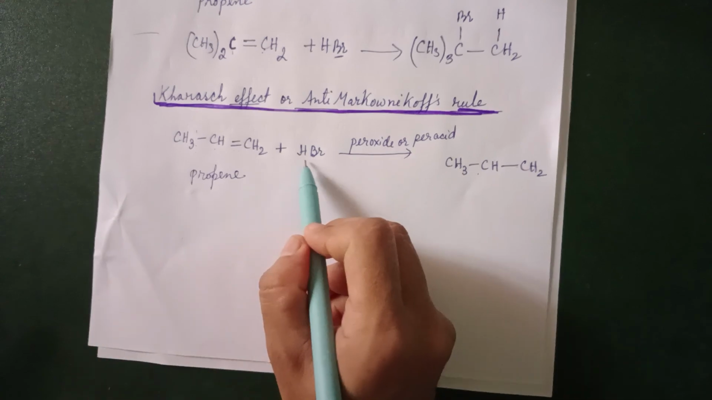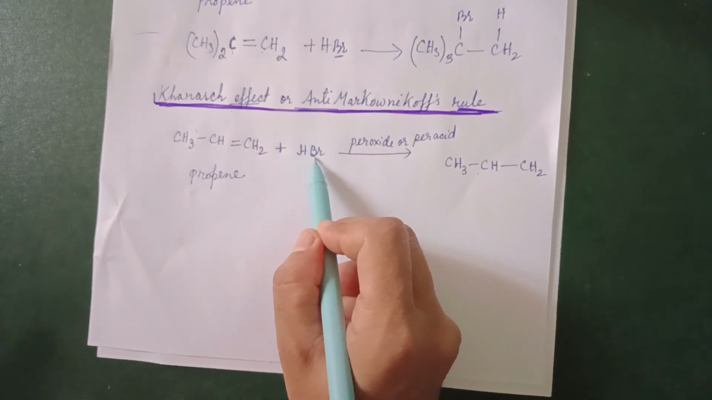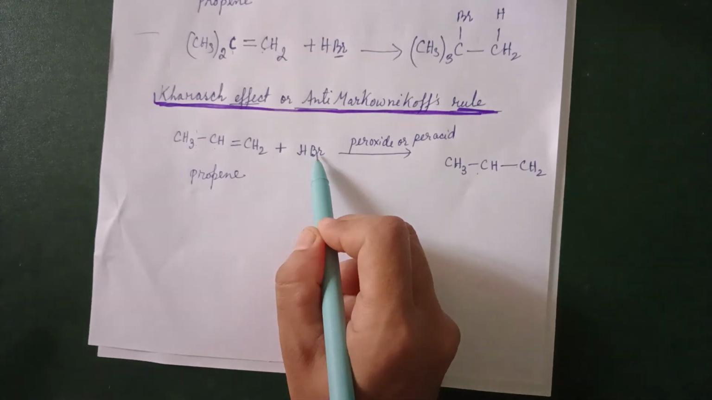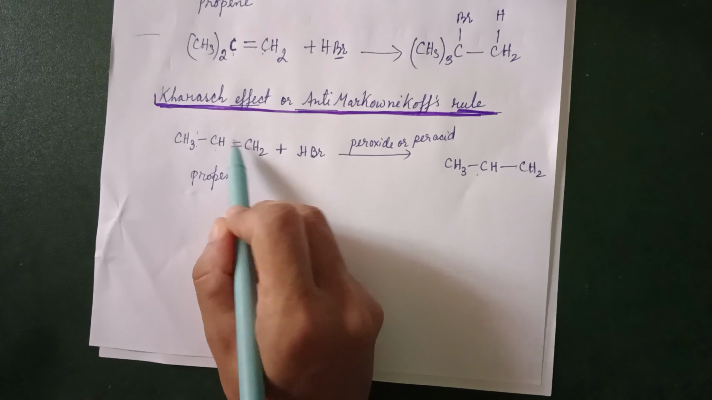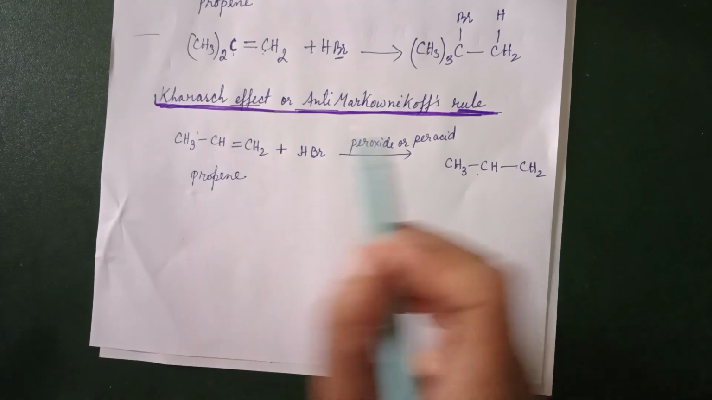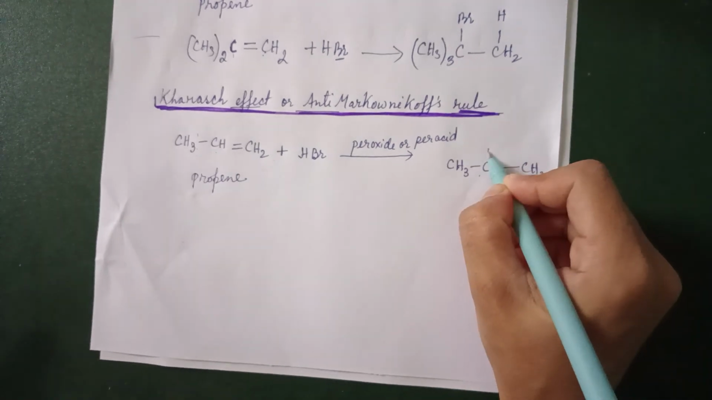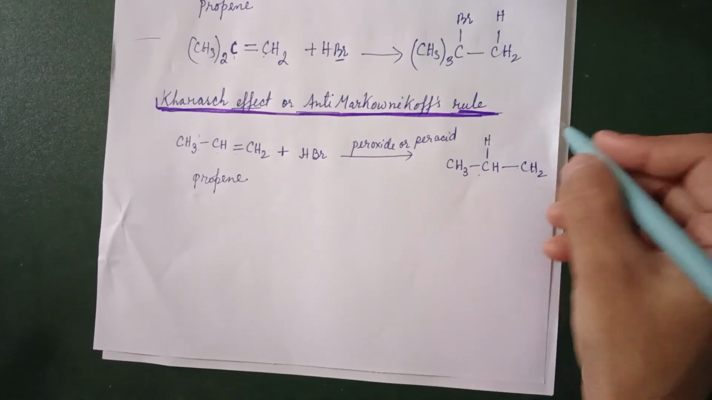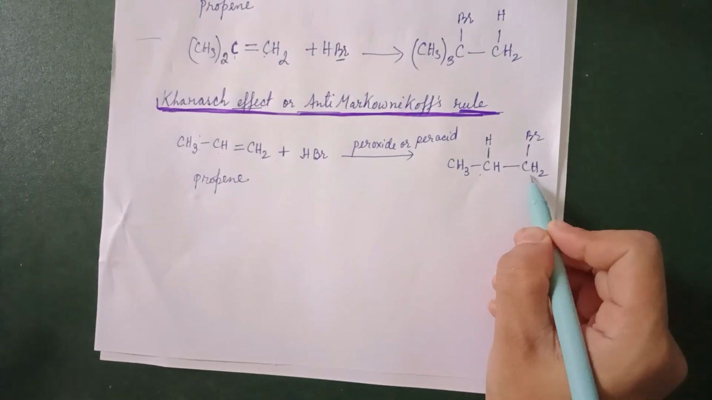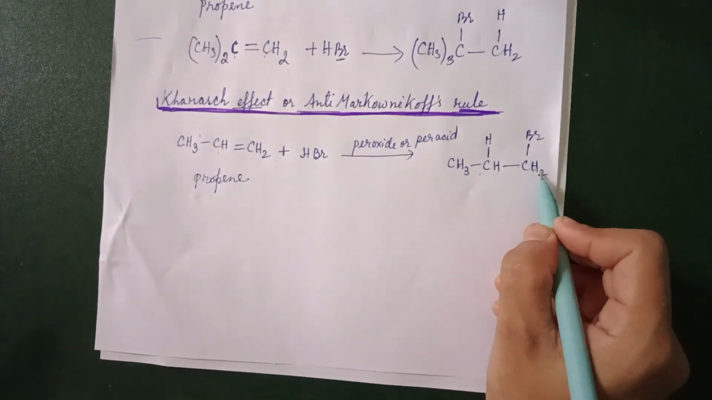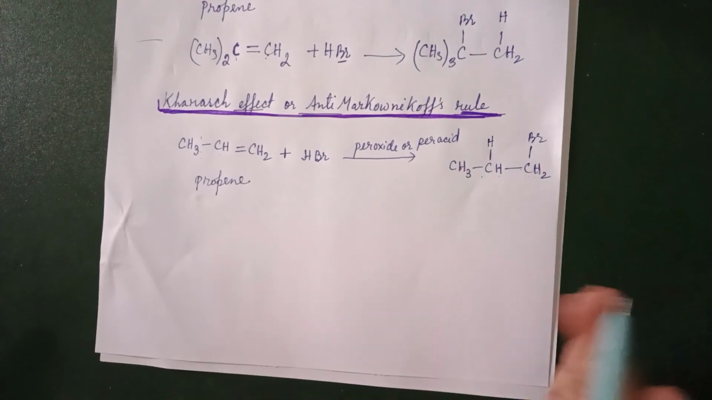Okay, now HBr. According to Markovnikov's rule, the negative part of the reagent, or negative part of the halo acids, will always add to the carbon atom of the double bond containing less number of hydrogen. That means Br should be added here. But since this is against the Markovnikov rule, we will do just the opposite. That means the negative part will go to the carbon atom of the double bond containing more number of hydrogen in this case.